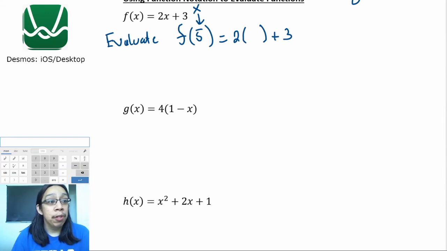Again, what we're going to do is take this 5 that was in place of the x, and we're going to go ahead and plug it in. So wherever I used to see an x, I'm going to plug in a 5. Now all we have to do is simplify, meaning we have to multiply and add if necessary. So 2 times 5 is 10, and then 10 plus 3 is going to be 13. So 10 and then plus 3, that's going to be equal to 13.